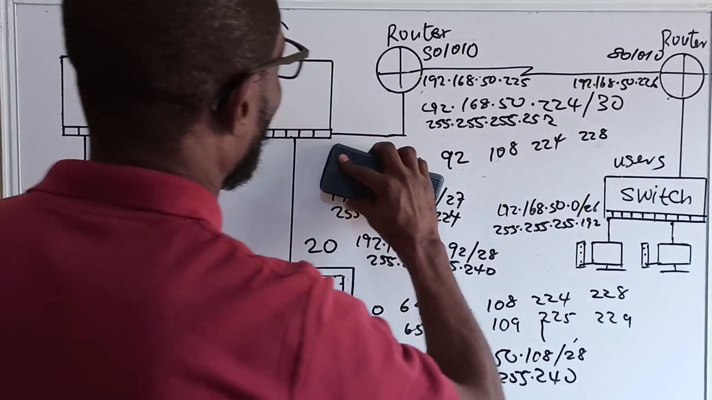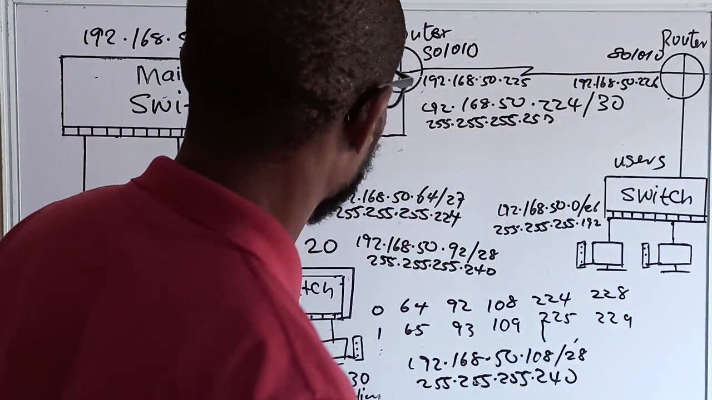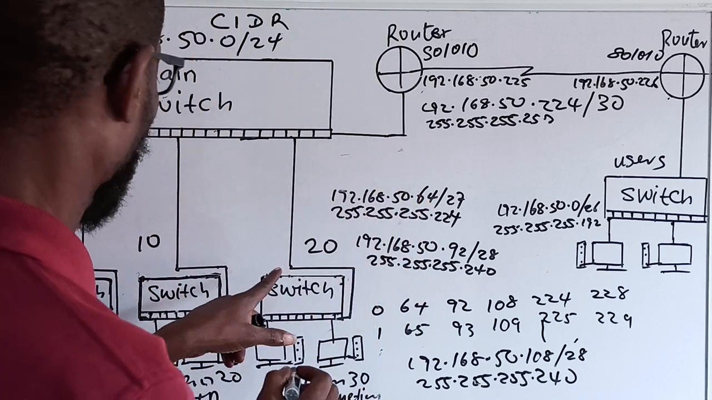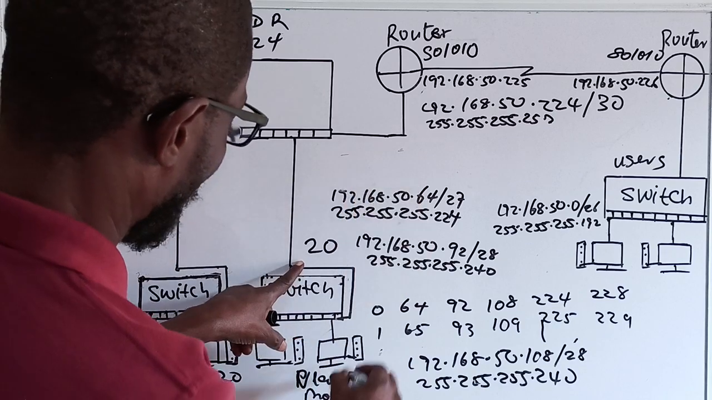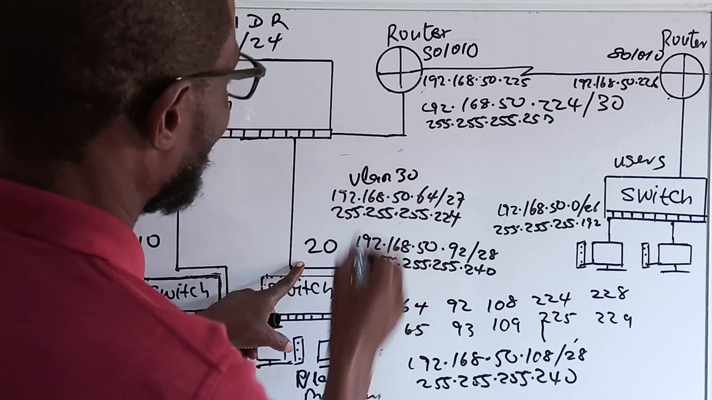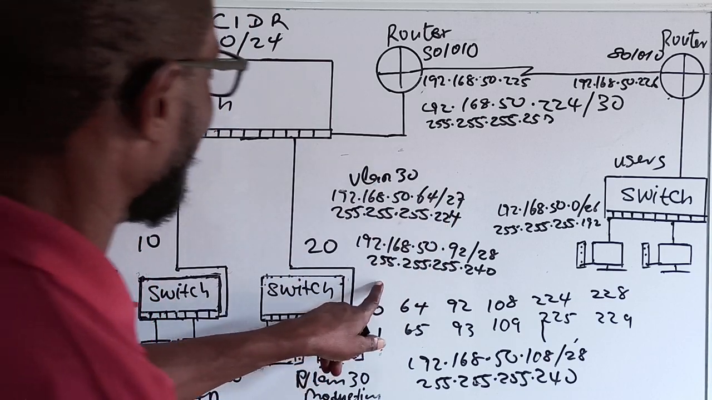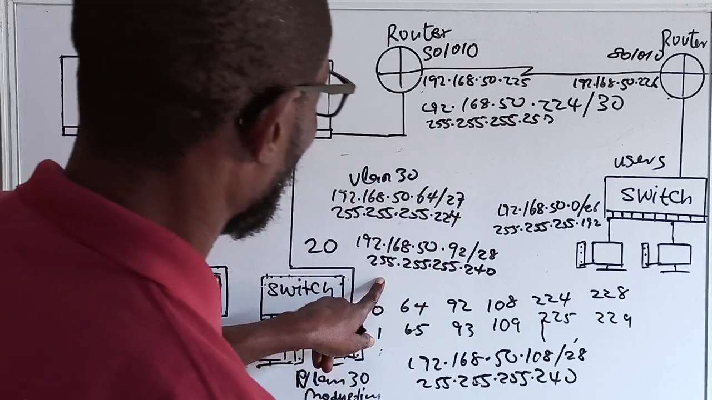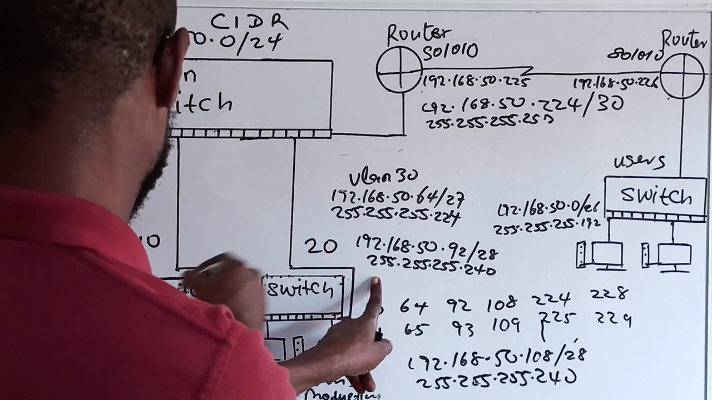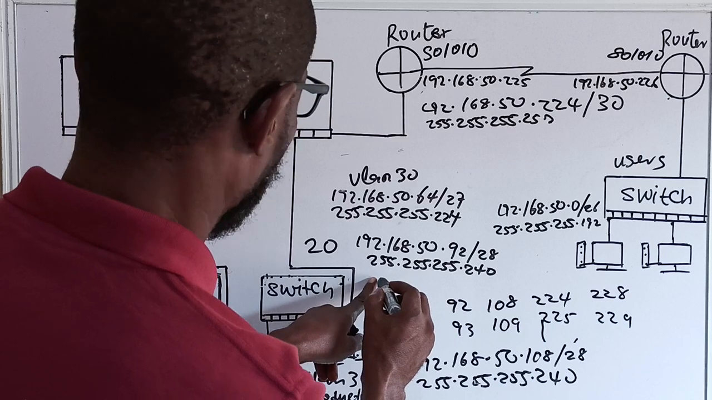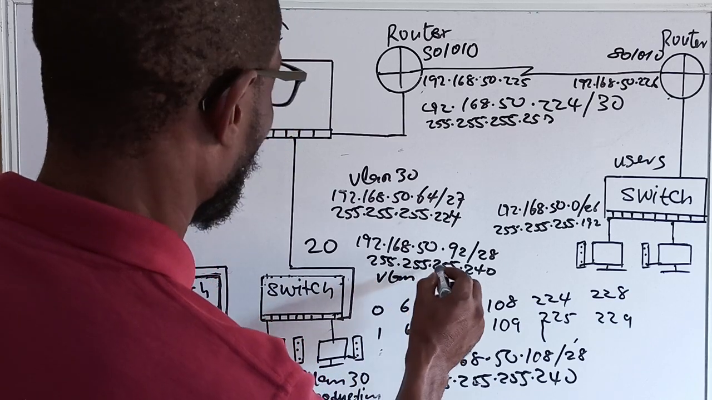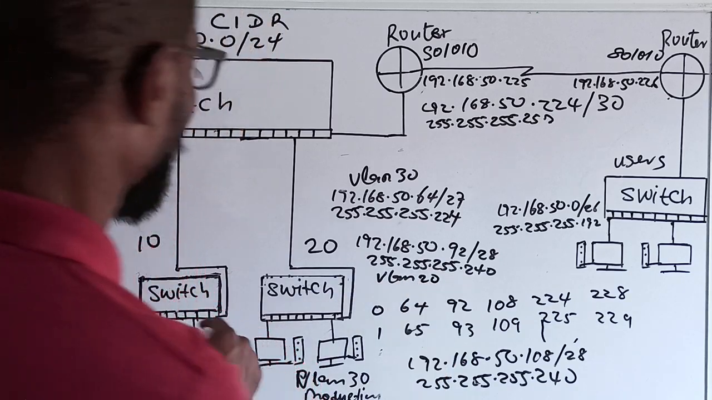Let's clean this. This is our 32 users here, that is for VLAN production, VLAN 30. And this is for the HR VLAN, which is VLAN 20.